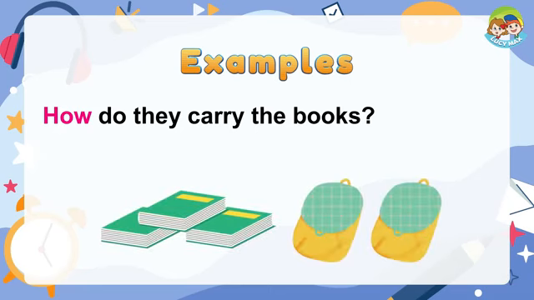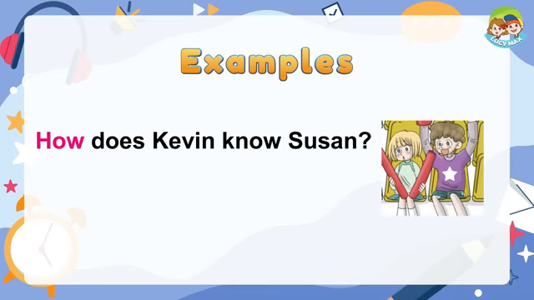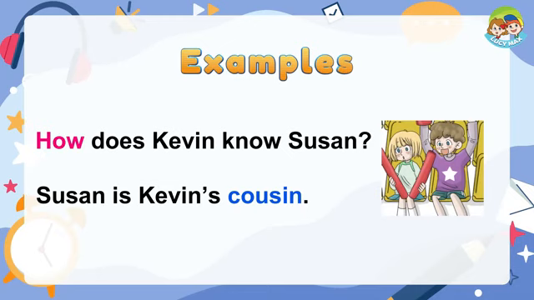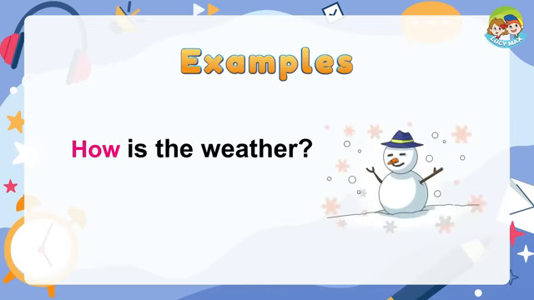How do they carry the books? They carry the books in their backpacks. How does Kevin know Susan? Susan is Kevin's cousin. How is the weather? It is snowy.